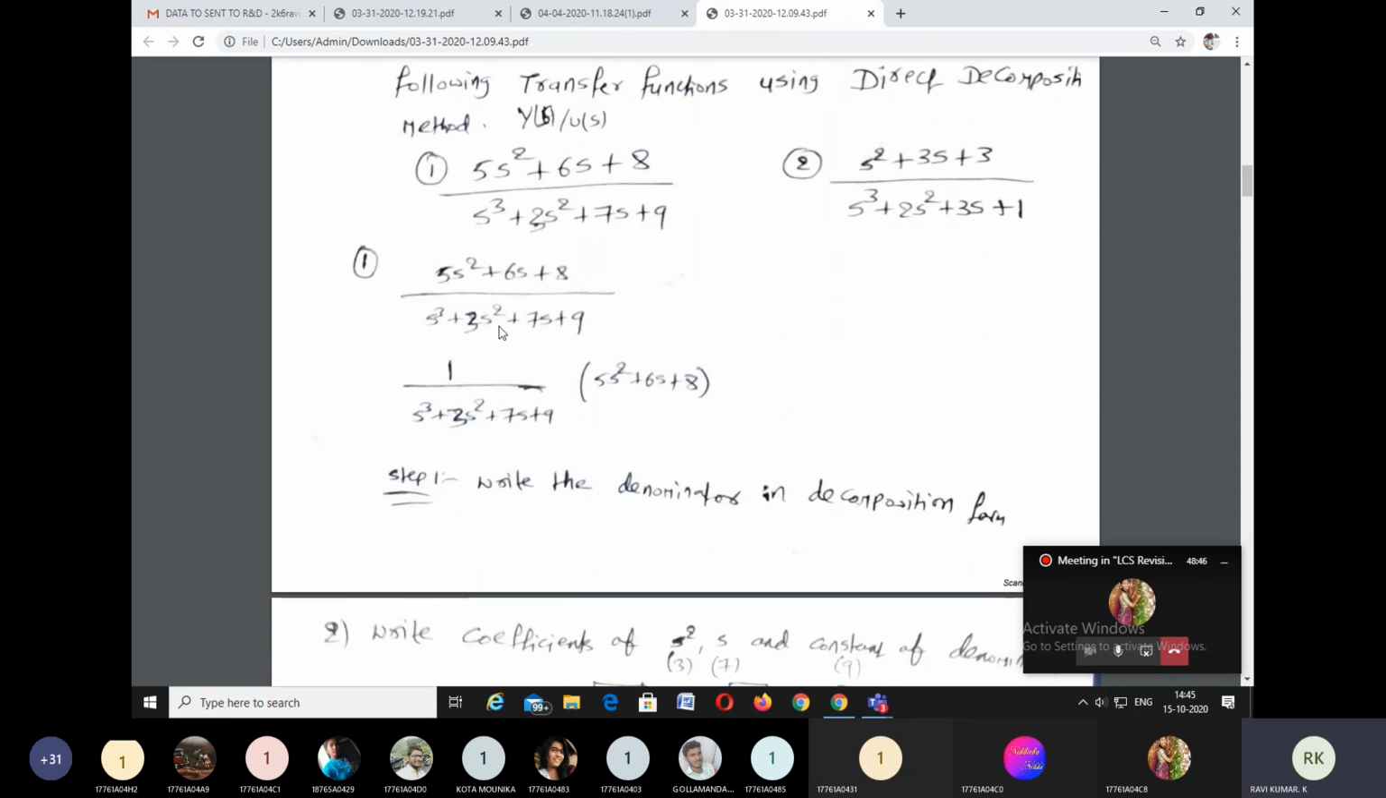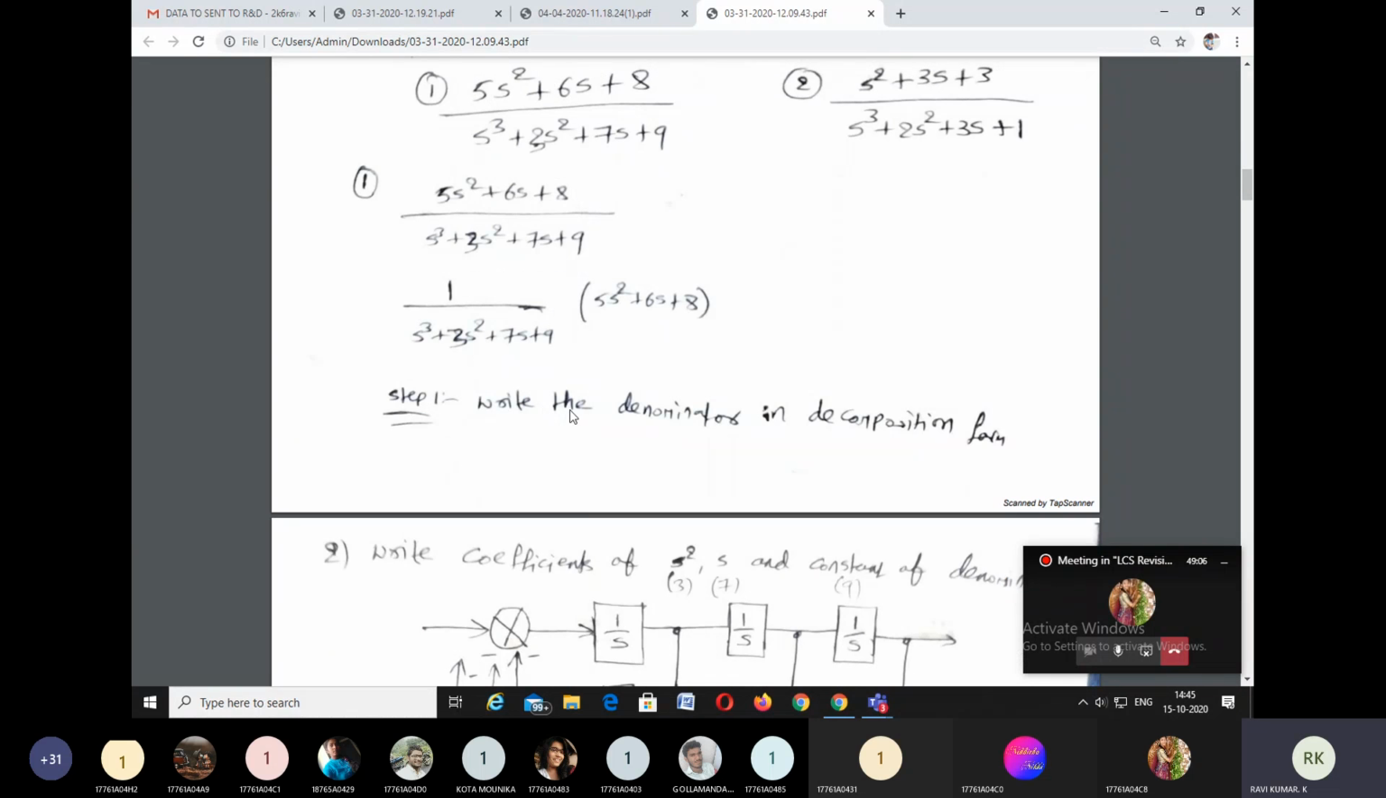First of all, you have to write this equation in the decomposition form. What is the decomposition form? You have to separate the numerator and the denominator: 1 by s cube plus 3s square plus 7s plus 9, into 5s square plus 6s plus 8. So there is the denominator part and the numerator part. Like this, first of all you have to consider this. That is the first step, the denominator in decomposition form. So this is the decomposition form.